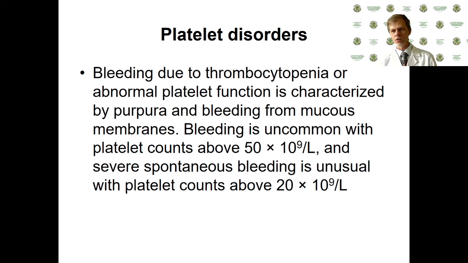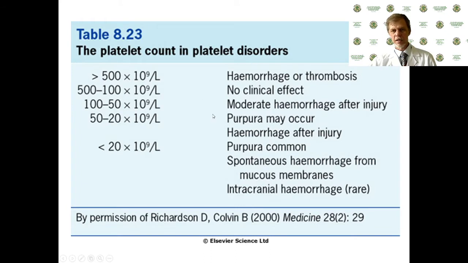Because, you know, whatever you do, small trauma happens all the time. But normally platelets completely block this immediately. But if platelet count is low, there is no blockage, and as a result the patient experiences some kinds of bleeding. Now you see again, the normal range of platelets is 100 to 500. From 100 to 50, moderate hemorrhage after injury. 50 to 20, purpura may occur, hemorrhage after injury. If less than 20, spontaneous hemorrhage from mucosal membranes, rare intracranial hemorrhage.